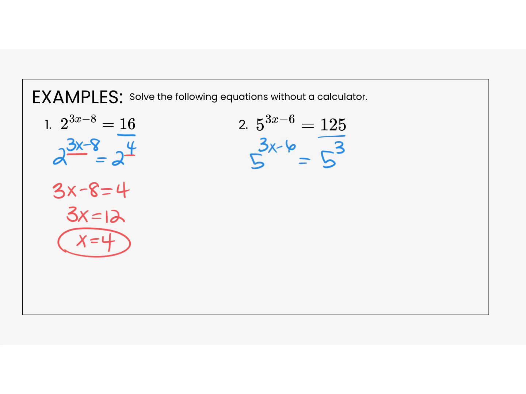So now I have 5 to the 3x minus 6 equals 5 to the third. So again, we can take our exponents and set them equal to each other. So 3x equals 9, which means x equals 3.